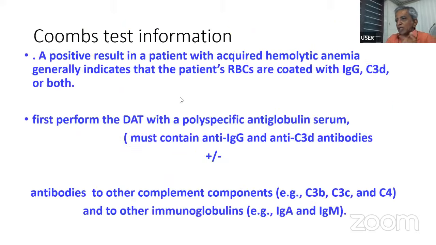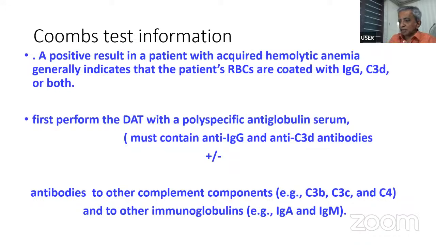A positive result in a patient with acquired hemolytic anemia indicates that the patient's RBCs are coated with IgG or C3d. We have different combinations, subclasses. Because it may be IgG, it may be C3, or rarely IgM, still more rarely IgA, what is usually done is that polyspecific antiglobulin serum is used. So DAT is performed using polyspecific antiglobulin serum.